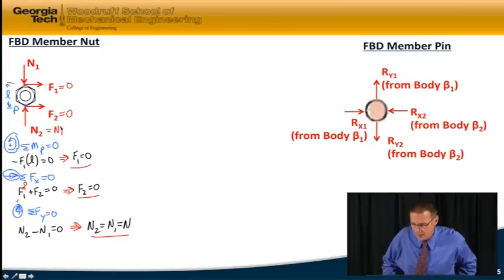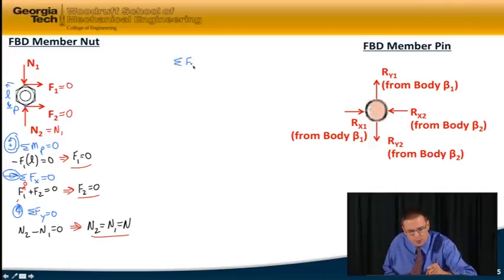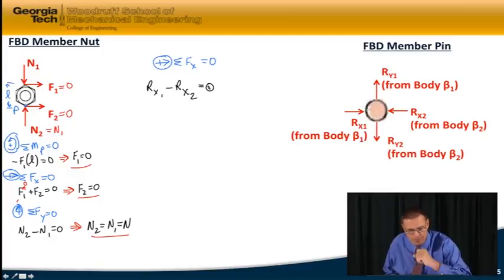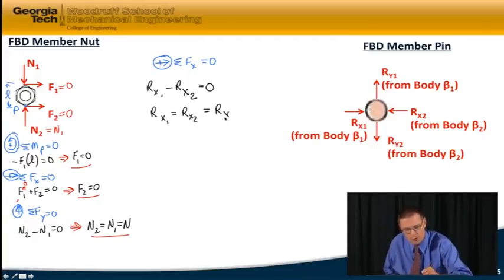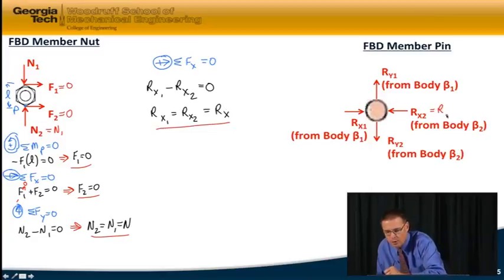Let's do the same thing on the pin. And so on the pin, let's start by summing forces in the x direction, setting it equal to 0. I'll choose to the right positive, and I've got Rx1 minus Rx2 equals 0. And so what I find is Rx1 equals Rx2. And so I'll just go ahead and call those Rx. So I have Rx2 equals Rx1 equals, we'll just say Rx.